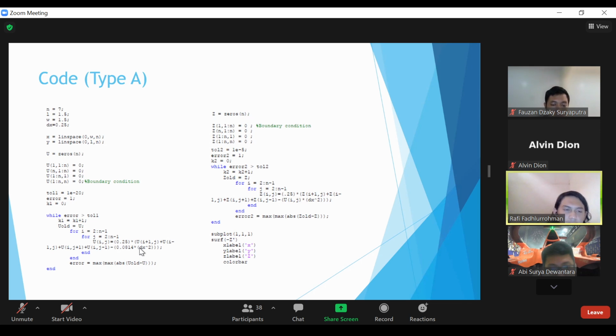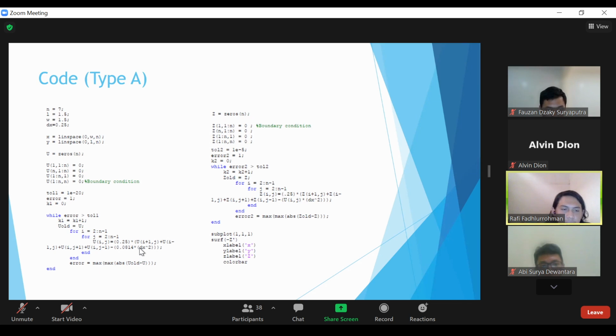But because we take the variable of u to define the d squared z per dx squared plus d squared z per dy squared, actually for the goal we're looking for the z, not the u. So we do the iteration again for the u, so we can get the z.